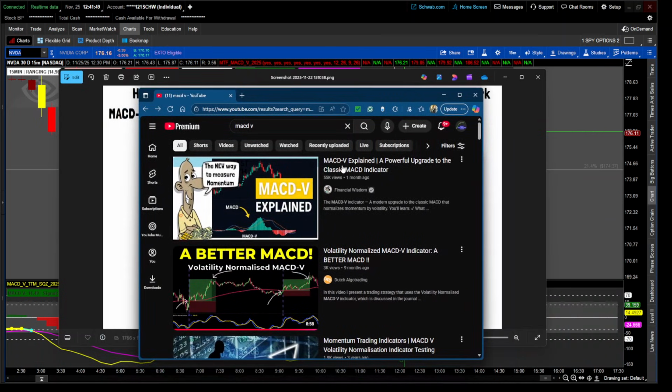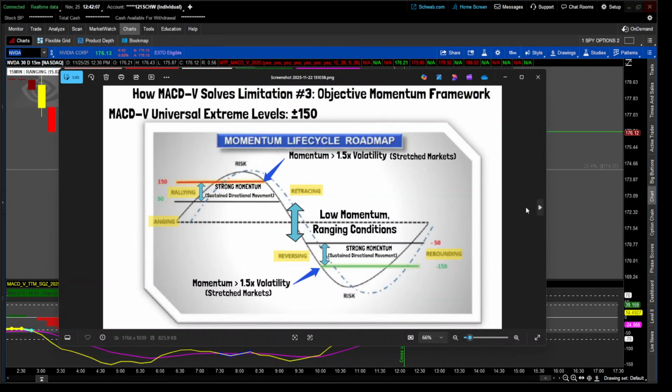And there you go. MACDV explained, a powerful upgrade to the classic MACD. And you can see right there, this is everything I'm pulling over. So I want to give credit to them for going through everything and explaining everything so that I can understand it and build the indicator. So let me close out of that.